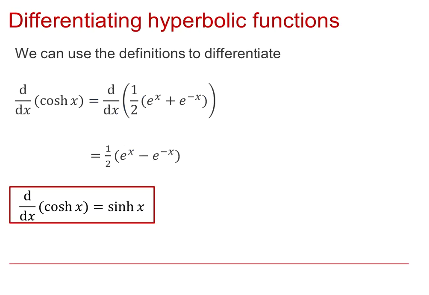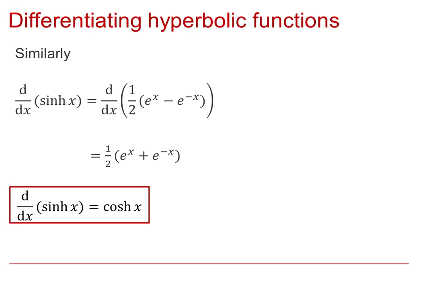And you will notice that this is very similar to differentiating the circular trig functions. We have that d by dx of cos x gave us minus sin x. When we differentiate sinh x, the result is cosh x, and you can see that this is again similar to d by dx of sin x equaling cos x. Some differentiation of hyperbolic functions may require the use of the chain or the product rule, so watch out for this.